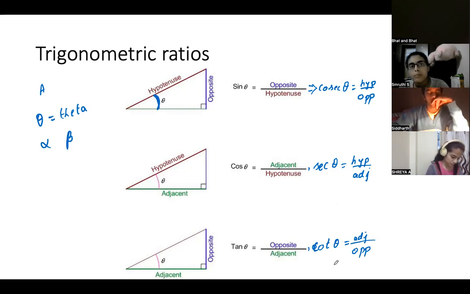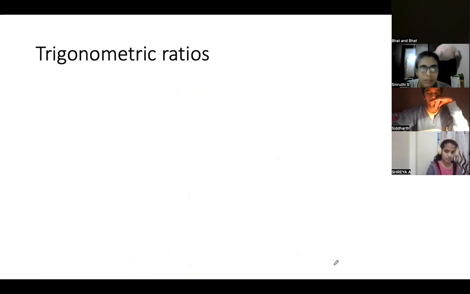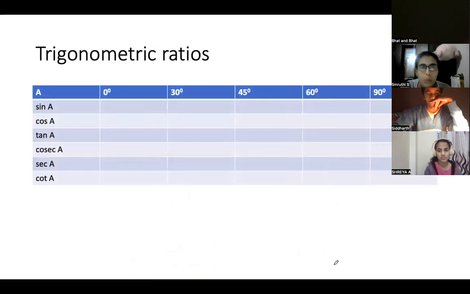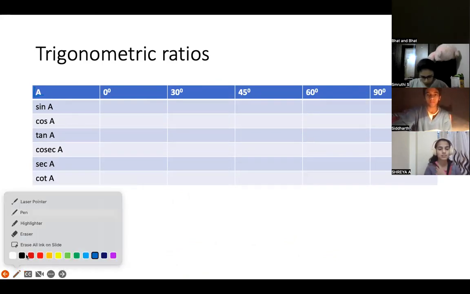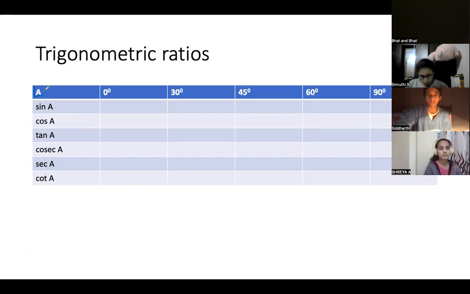Now we will learn some more trigonometric ratios. So these ratios you have to remember. I will give you an easy method to remember them. These are called standard angles. So for these standard angles, A is the angle we have taken. Blue is not visible, let me write in red or yellow or green. Okay, black I've taken. So this is angle A.